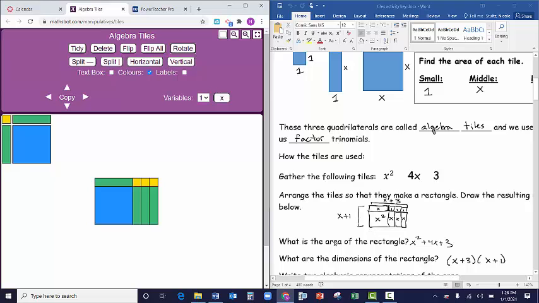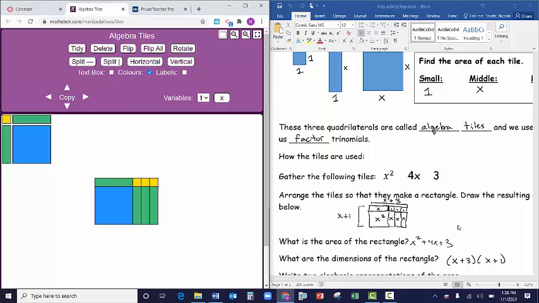So then we're going to get the area of the rectangle. Remember, guys, when you're getting area, you can just add the area of each piece. Just add them all together. So you literally have x squared plus 4x plus 3. So just put a plus sign, and what you started with is your area.